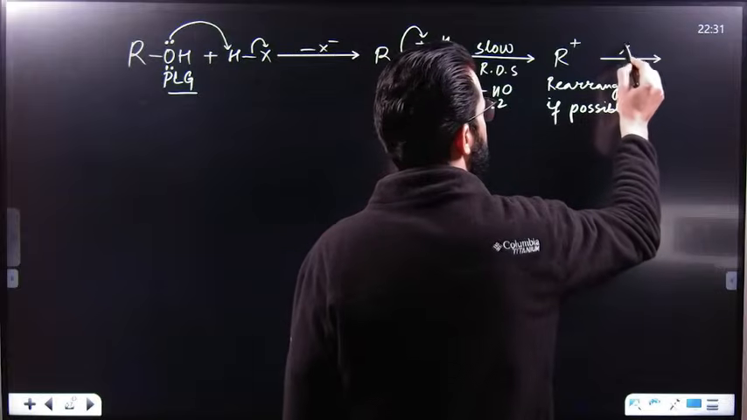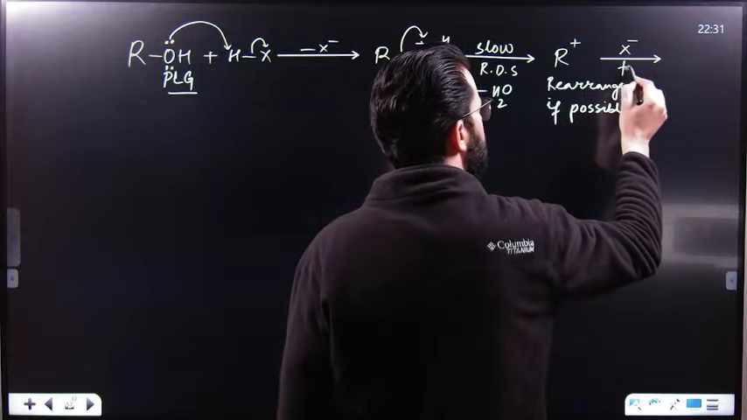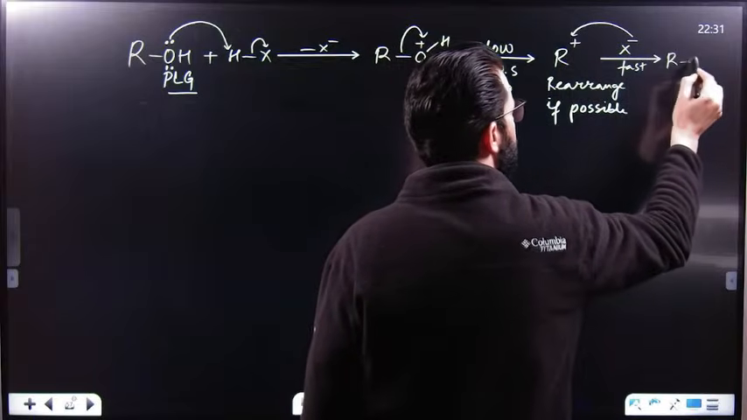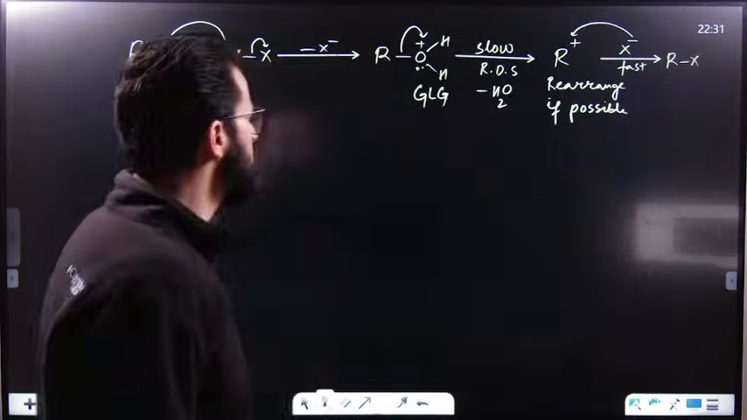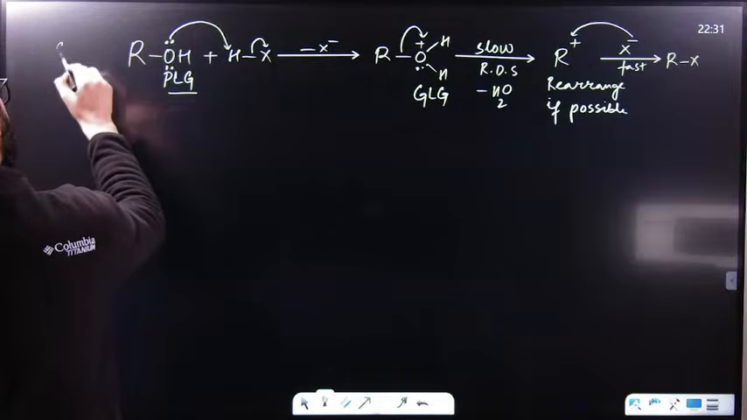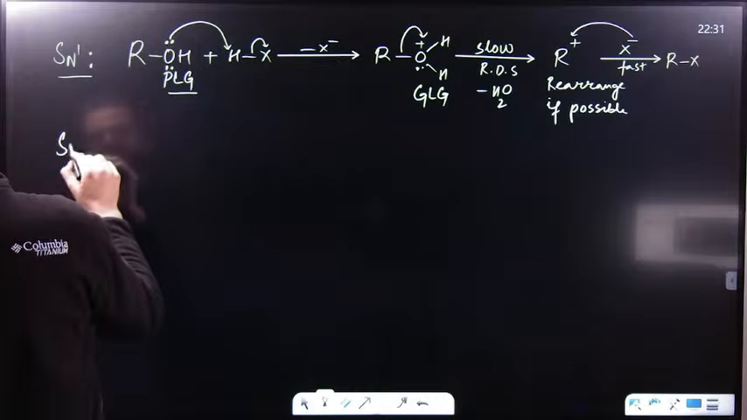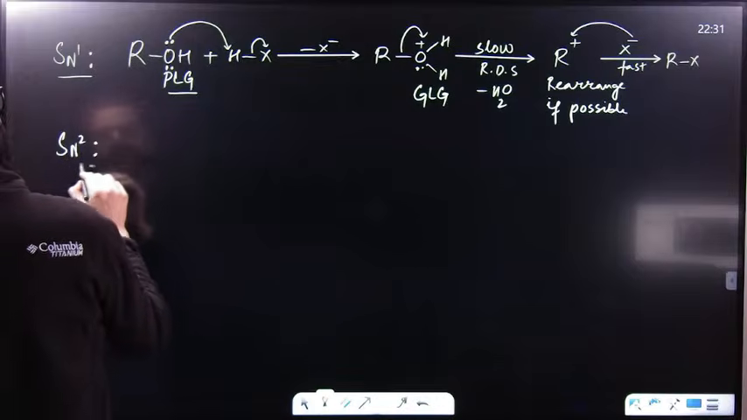That means after that, this X minus will attack, and this attack is very fast. So this will attack and it will result in the formation of RX. Now, this is what we call if reaction takes place via SN1 mechanism. If reaction takes place via SN2 mechanism, what will happen?